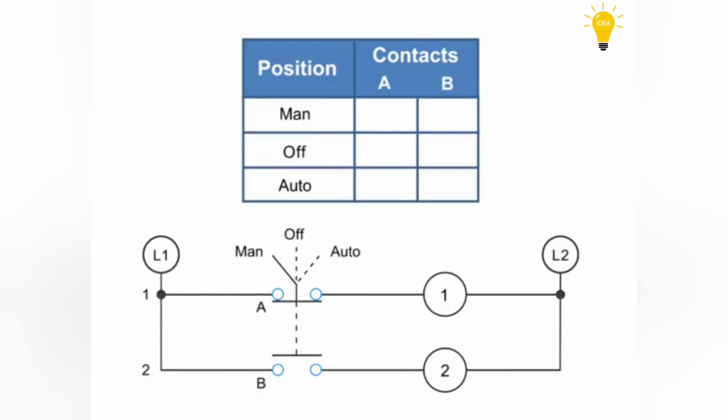In this illustration of a three-position selector switch, a third row is added to the truth table. So we now have a manual position, an off position, and an automatic position.